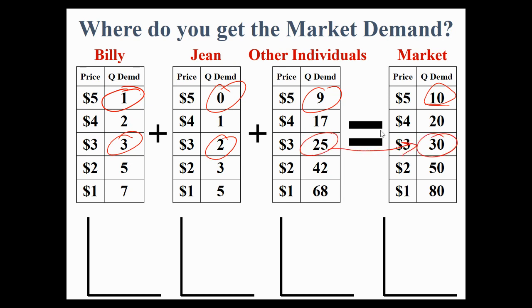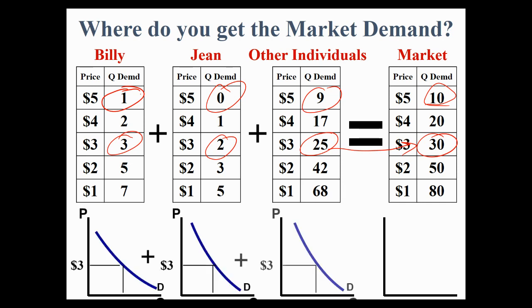30. So if we go ahead and graph, we know that this is at $3 is Billy's, then this is Gene's, this is the rest of the class, and then therefore this is the market demand curve. So businesses want to know the market demand curve. They don't really care about your individual demand. They want to know the market. So they've got to know at $3, they've got to have 30 units on the shelves for everyone who's buying a product.